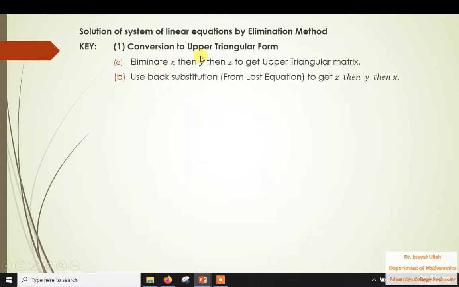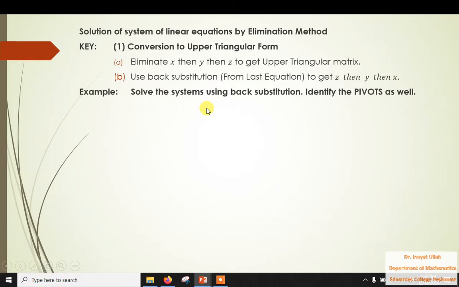So if you are asked to solve the system of equations by converting it to upper triangular form, you need to eliminate x, then y, then z to get an upper triangular matrix, and then use back substitution from the last equation to get, in the reverse order, z, y, and then x. So let us start an example.